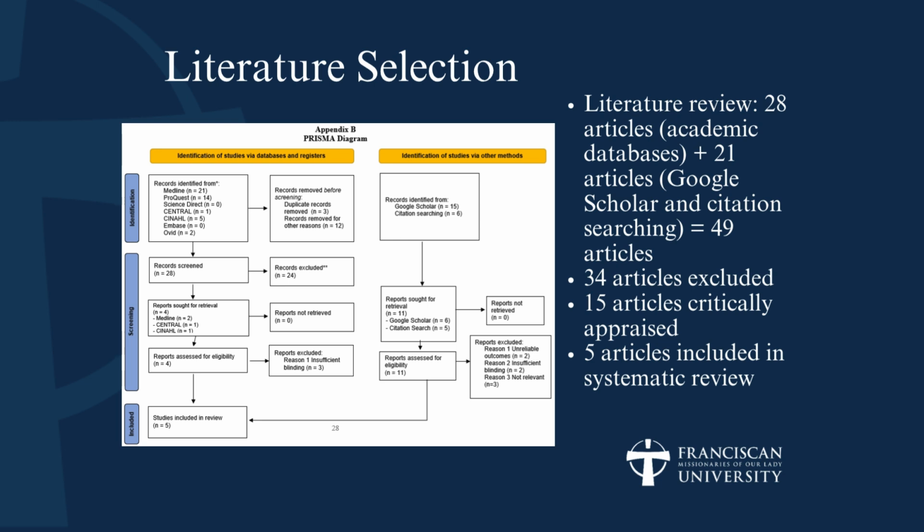This image is our PRISMA diagram, which shows our literature selection process. Our literature review yielded 28 articles from academic databases and 21 articles from both Google Scholar and citation searching. We assessed each article to determine if they fit our inclusion and exclusion criteria and excluded 34 of the articles. The remaining 15 articles were screened for eligibility by review of the full text, and they were appraised using the Joanna Briggs Institute's checklist for randomized controlled trials. We excluded 10 of the articles for reasons listed in the diagram, and 5 articles were included in the review.